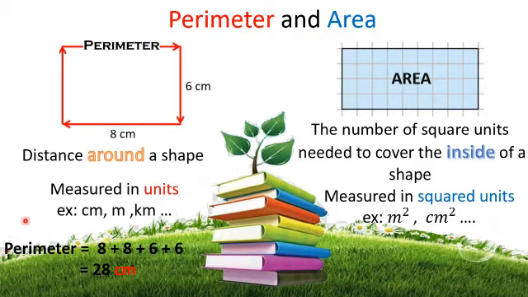If I'm going to calculate the perimeter of this rectangle, as we know, the perimeter is the sum of all sides. Then it's equal to 8 plus 8 plus 6 plus 6 equals 28 centimeter. As for this rectangle, if I count the small squares, they are 36. Then the area is equal to 36 units squared. I write it U squared.